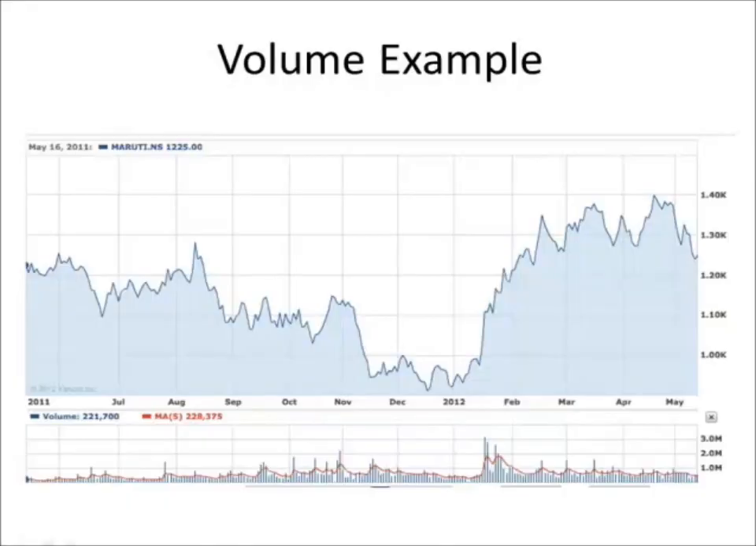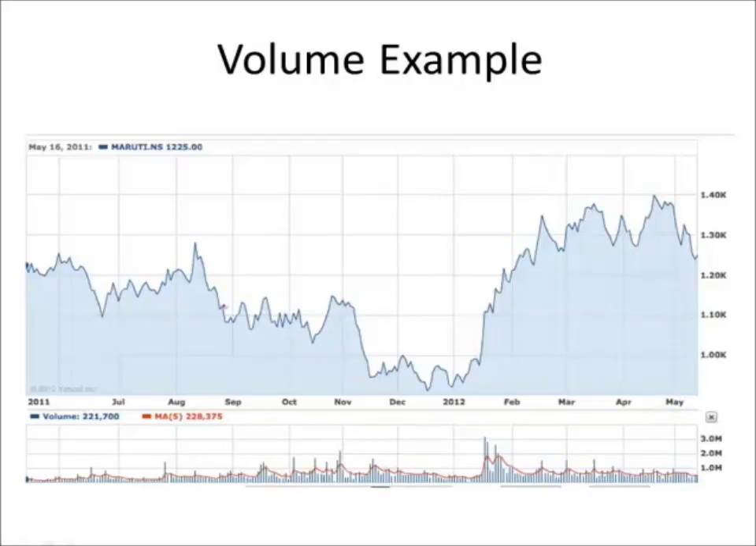Volume example. Now what we will do is look at an example of volume on a chart. So here I have the chart, the stock price of Maruti. Okay, and this is starting in May 2011 for 1 year until May 2012. You can see my red pointer here.